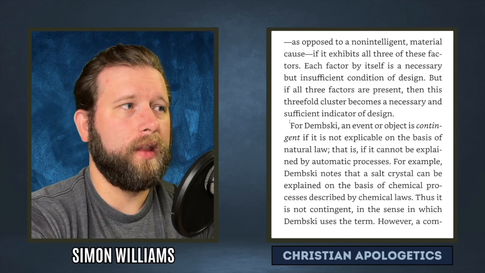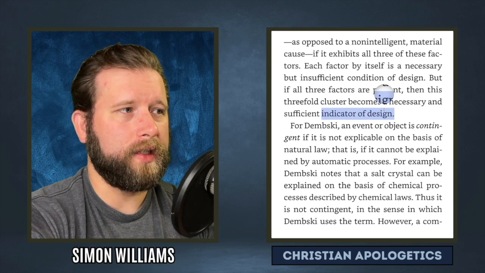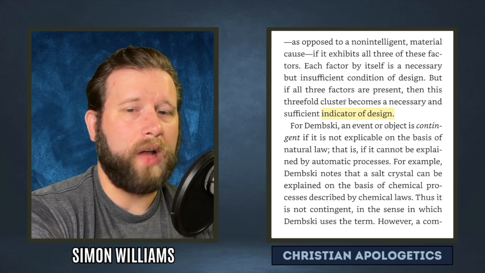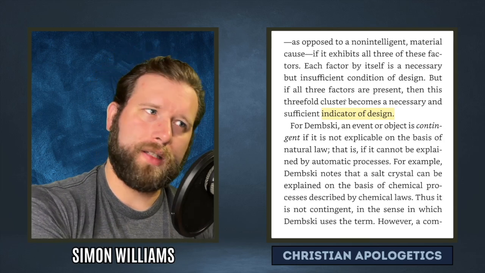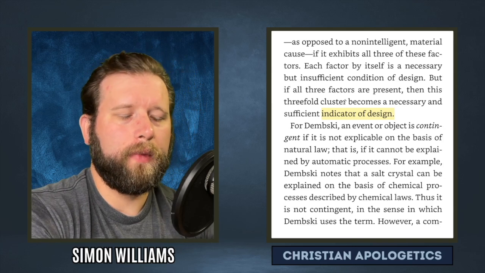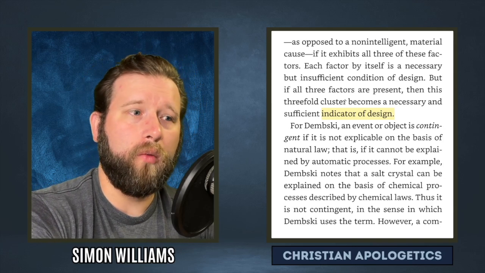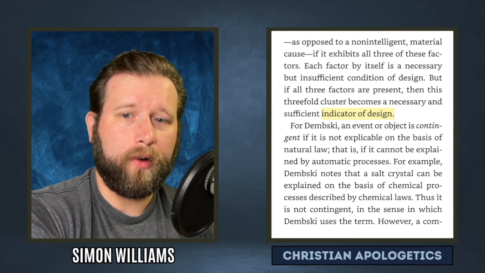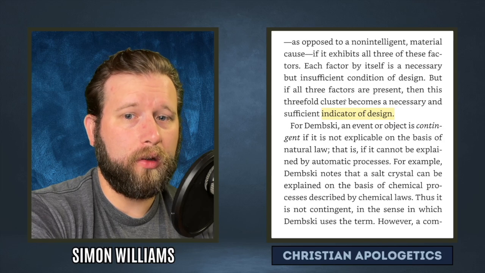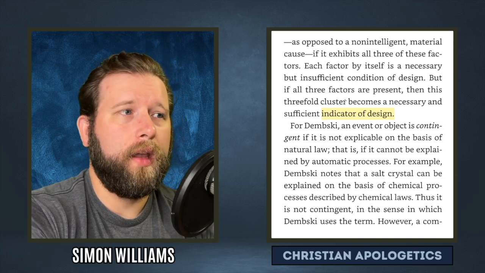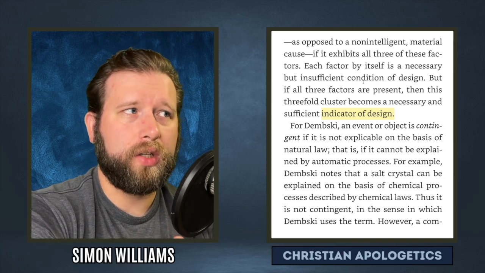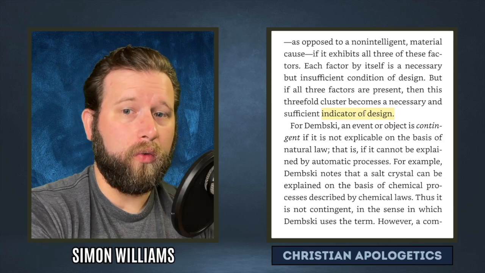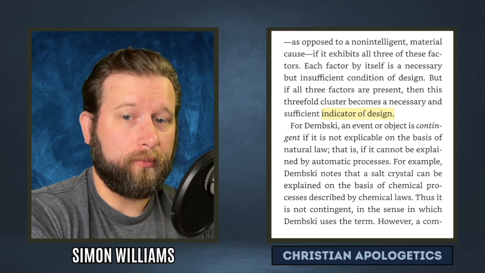Now remember, this is an indicator of design, all right? So if you're looking at this argument and expecting logical certainty, that's not going to be the case. Remember, and we've discussed this a lot on this channel, what we're looking for is reasonable inference. Are you able to make a reasonable inference from this information towards a particular point of view? And what we're saying is that these three conditions I mentioned earlier are a sufficient indicator of design, that you can reasonably infer design when these things are present.